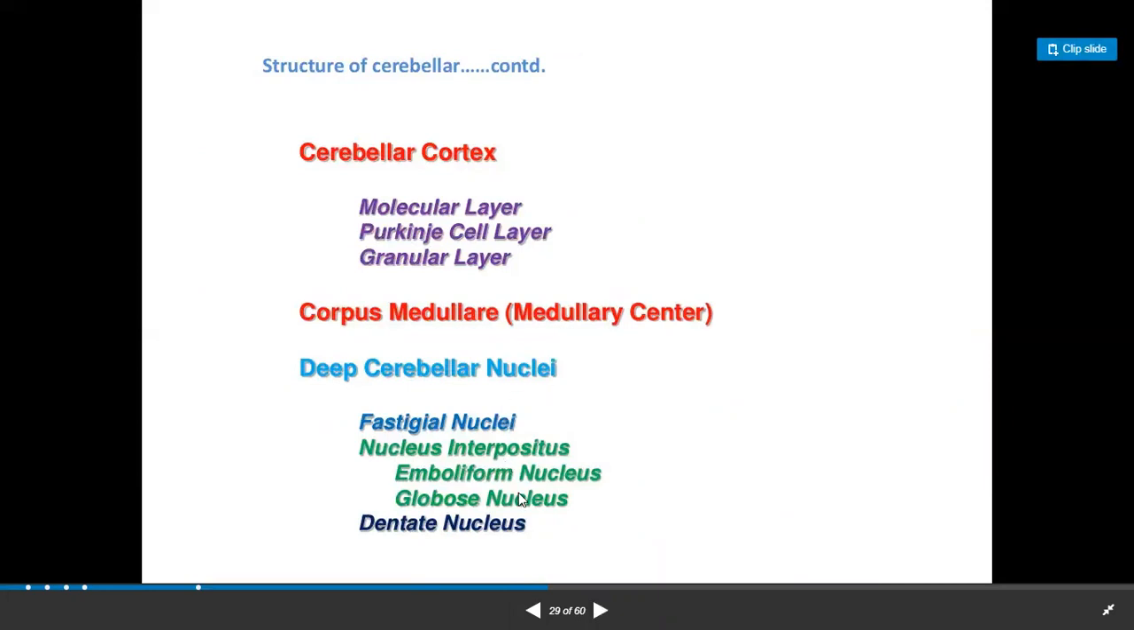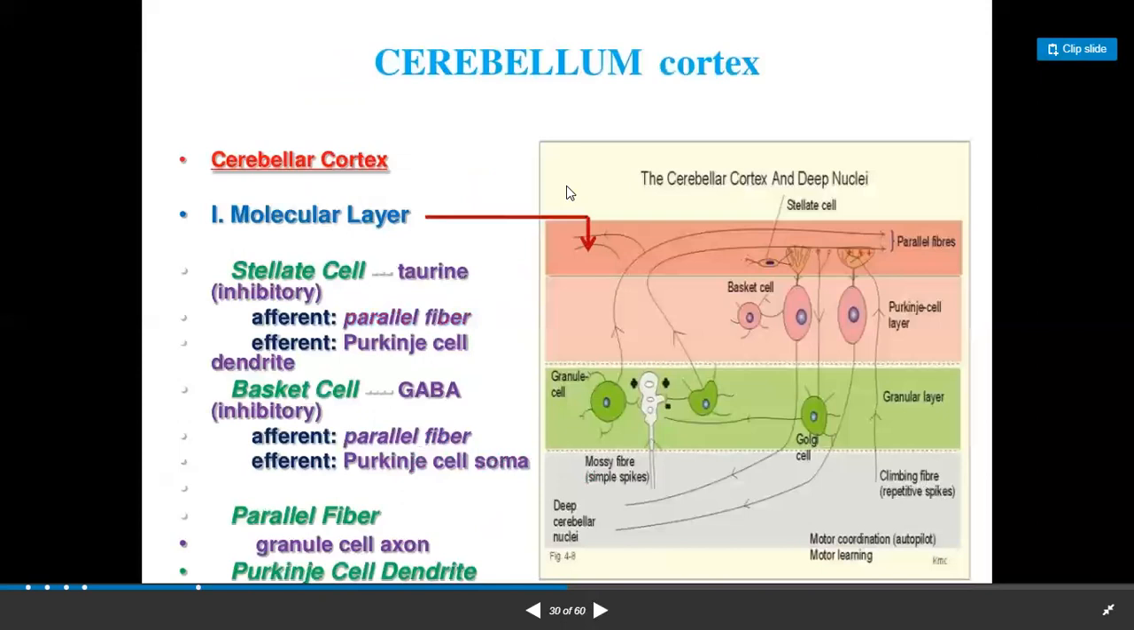Deep cerebellar nuclei: I gave you one code, DEFG. The same thing is here, dentate nucleus. Then we have emboliform and globose nucleus, which come under nucleus interpositus, and the fastigial nucleus. Right? Then the cerebellar cortex, the molecular layer. These are all details what we usually study in histology. In the molecular layer, we have stellate cells, which release the neurotransmitter taurine, which is inhibitory. We have afferent fibers, which are parallelly arranged. We have efferent fibers coming from Purkinje cells. We also have basket cells.